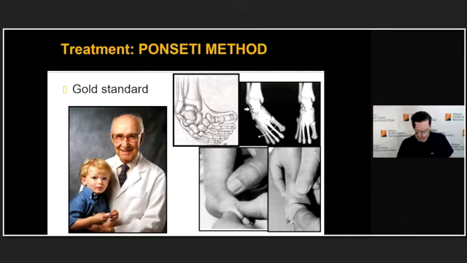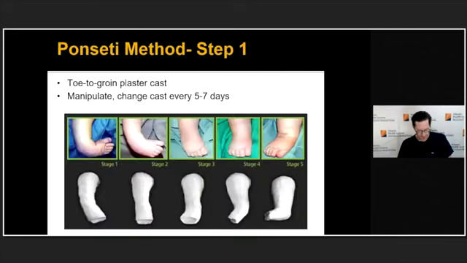I think the world owes a debt of gratitude to this gentleman who unfortunately passed away a few years ago. This is Ignacio Ponseti, and he developed the Ponseti method, which is the gold standard for current treatment of club feet worldwide. The Ponseti method involves three basic steps. The first one is a series of castings. Usually these are plaster casts from groin to toe, and the casts are placed every 5 to 7 days.